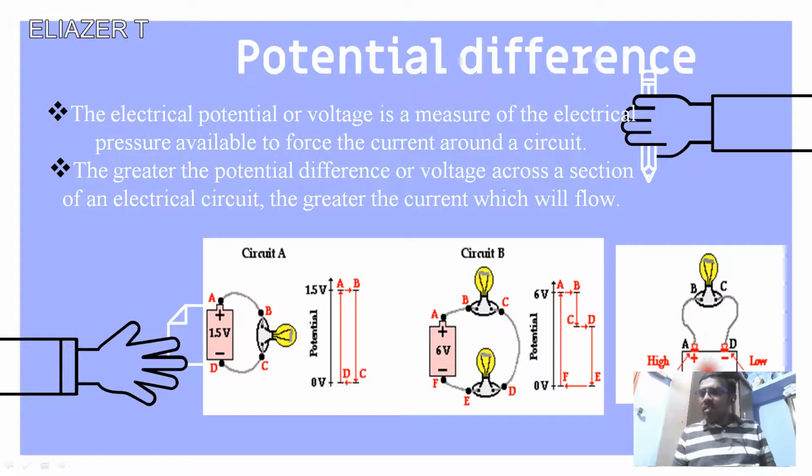This diagram represents a 12 volt battery connected across the lamp. Point A is positive and the other is negative. Here is high potential and here is low potential. The charges start to flow from this point to this point. When they reach the lower potential, the voltage will be considerably lower.